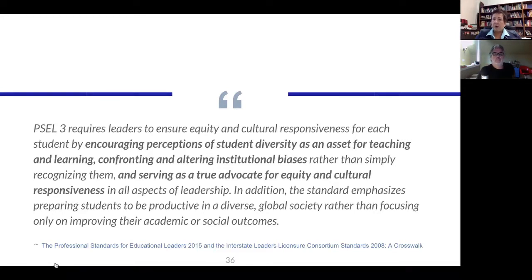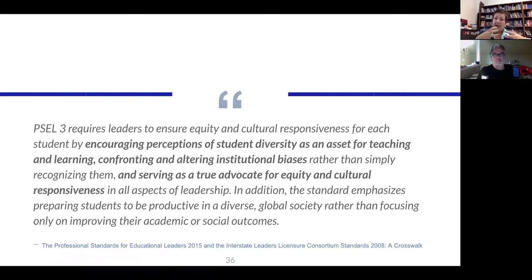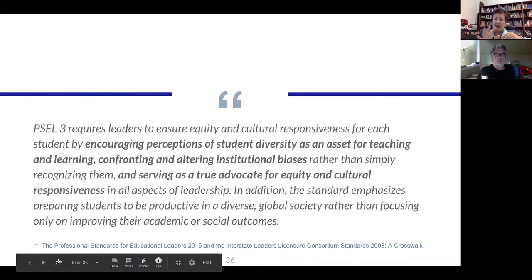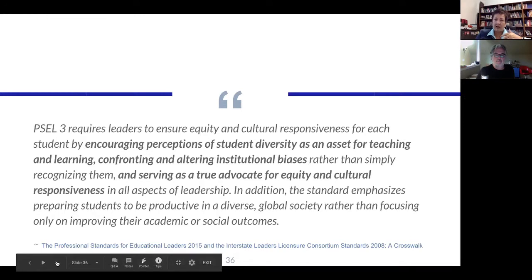You'll see that the crosswalk framers noted that in addition, the standards emphasize preparing students to be productive themselves in a diverse global society, rather than focusing only on improving their academic or social outcomes. So in this equity and cultural responsiveness standard, there is a high expectation that we would all contribute to the greater good. So again, while I do find them to be extremely practical and descriptive of the work, there's also a very powerful aspirational thread that runs throughout the standards. And you see it really strongly here in Standard 3 and in that Standard 5 community of support and care.